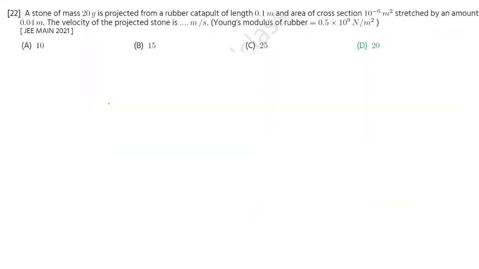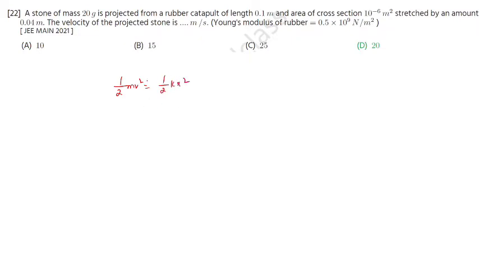Okay children, now see this question number 22. A stone of mass 20 gram is projected from a rubber catapult of length 0.1 meter and area 10 power minus 6 meter square, stretched by an amount 0.04 meter. The velocity of the projected stone is? So here we will be using the formula of conservation of energy, children. That is half mv square, kinetic energy, equals the potential energy stored in the catapult, half kx square.